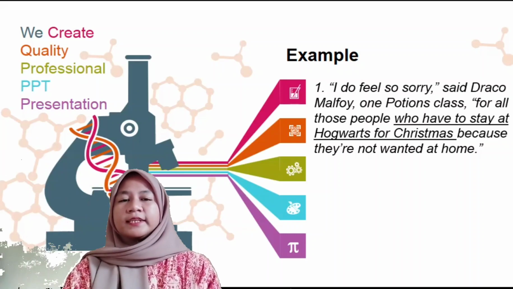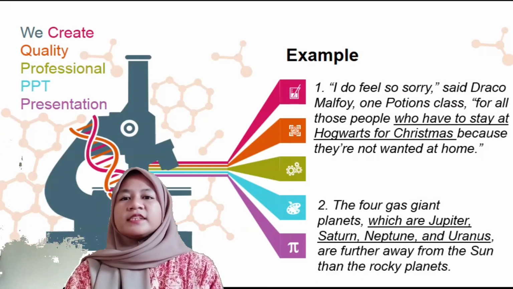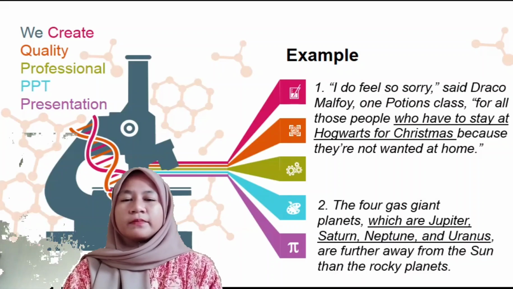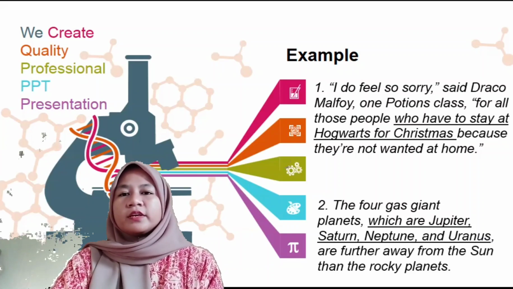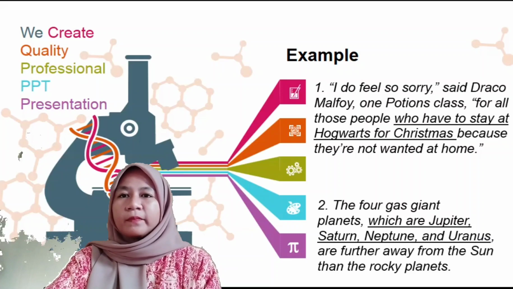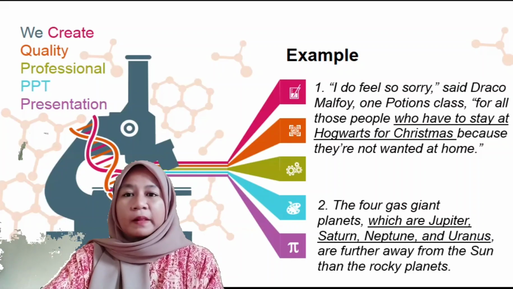Now, for the second example, the adjective clause in this sentence is describing the gas giant planet in more detail. It is giving the reader more description about our planets. The clause begins with the pronoun which and answers the question, which planets?